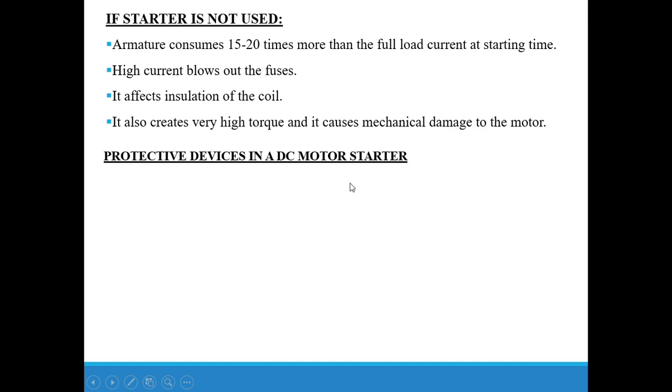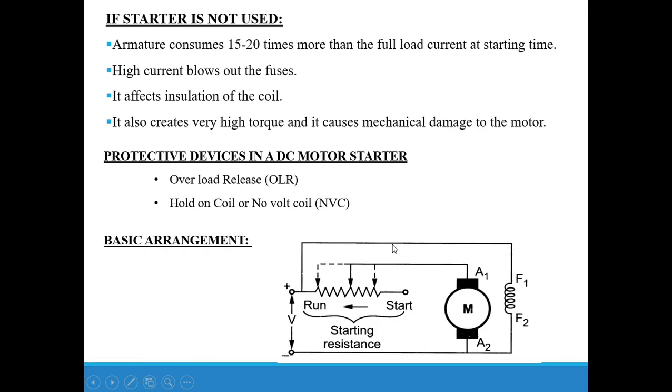Protective devices in a DC motor starter: overload release coil, OLR coil, hold-on coil or a no-volt coil, simply called NVC. See the basic arrangement of the starter. A1, A2 indicate the armature terminals, F1, F2 indicate the field terminals. Plus and minus are the input terminals of the supply voltage. The positive terminal is not directly connected to the armature A1. It is connected through starting resistances. This is the basic arrangement of a starter. In this diagram we have taken a shunt motor.